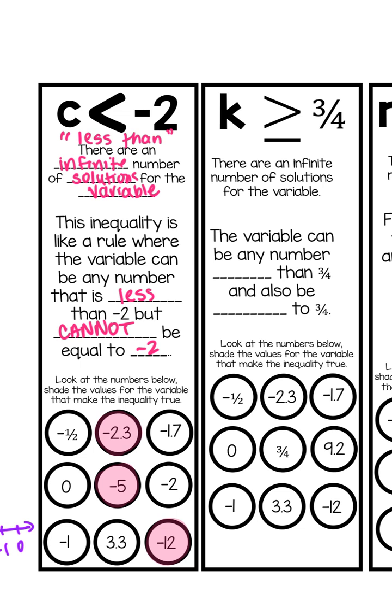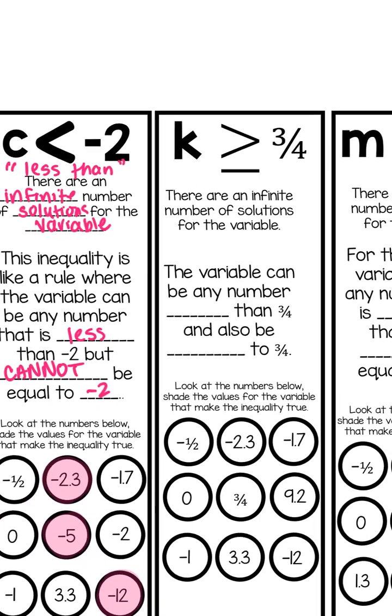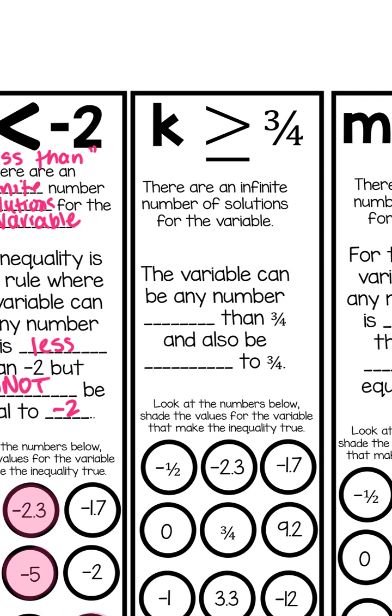Now we're going to go to this next one that says K is greater than or equal to 3/4. So that says greater than or equal to. There's an infinite number of solutions for the variable. The variable can be any number greater than 3/4, but it can also be equal to 3/4.